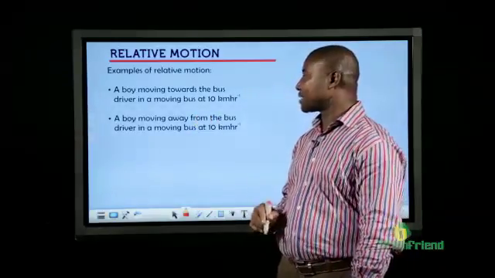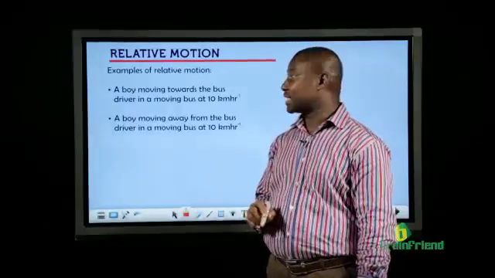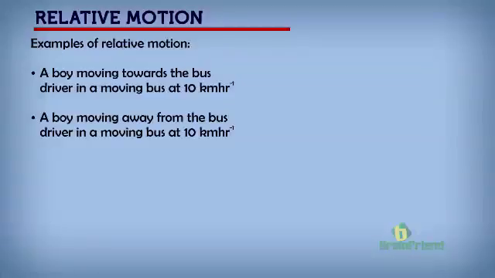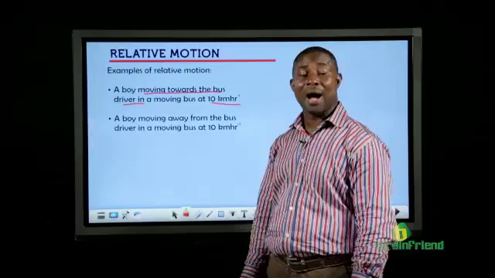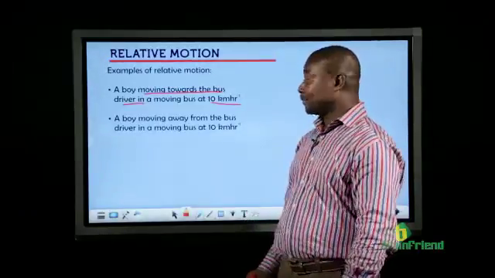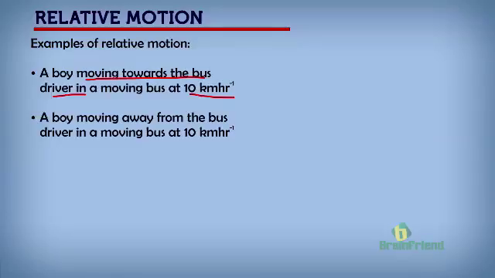Let's use numbers to see how we can better understand relative motion. If a boy is sitting in that same bus and the bus is moving at 120 kilometers per hour, and the boy stands up and starts moving towards the driver in the moving bus at 10 kilometers per hour, then with reference to the bus, the boy is moving at 10 kilometers per hour.